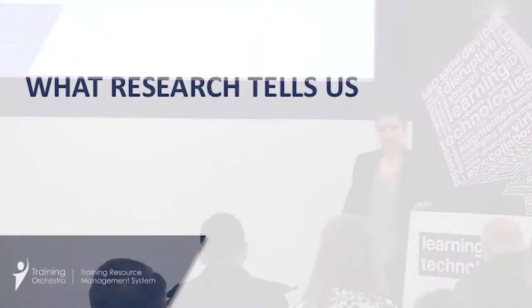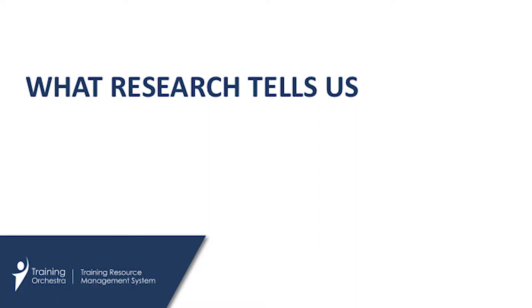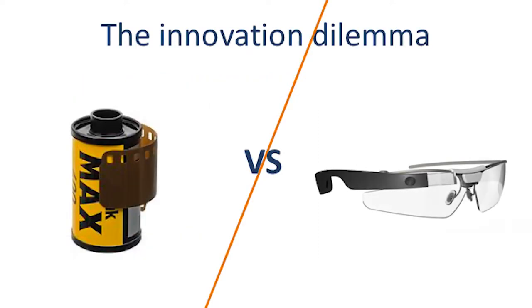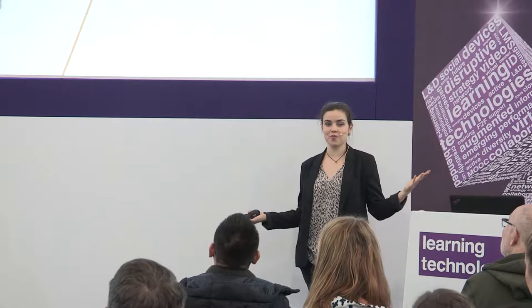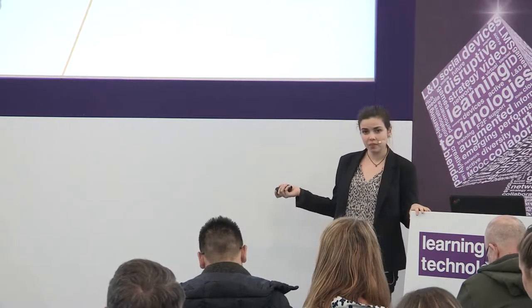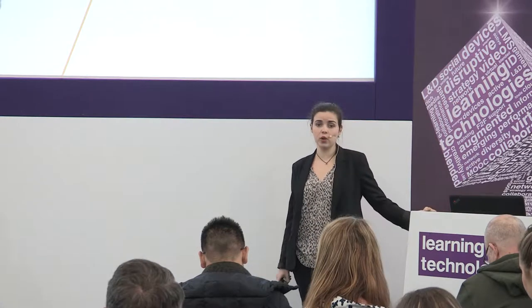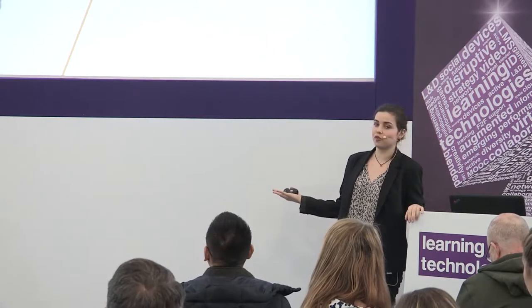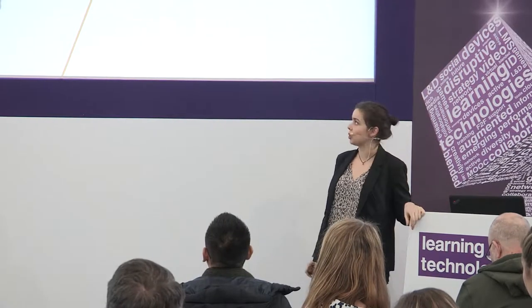So I'm going to start with a little bit of research and see what it can tell us about innovation. And I wanted to start with two examples, which maybe some of you know. And it's basically two textbook examples of what can go wrong with innovation. The first one is Kodak. And Kodak was a very successful film company for cameras, and it failed to take the digital turn. So in this case, we're in a case of too little too late for innovation.